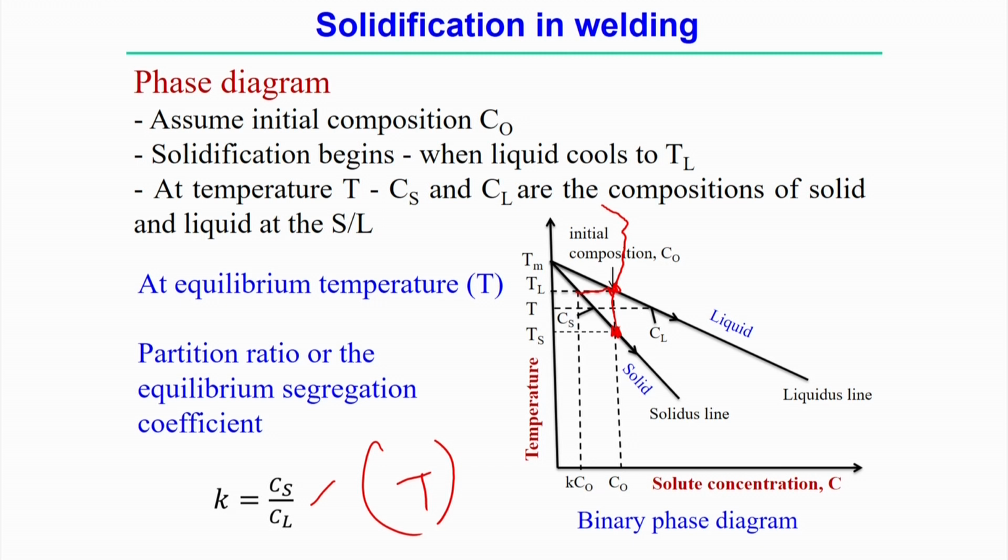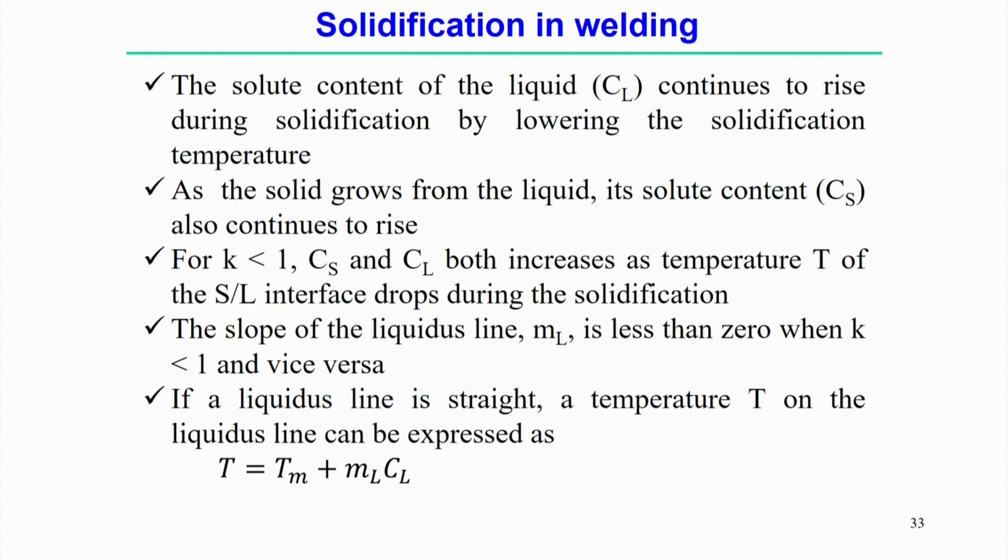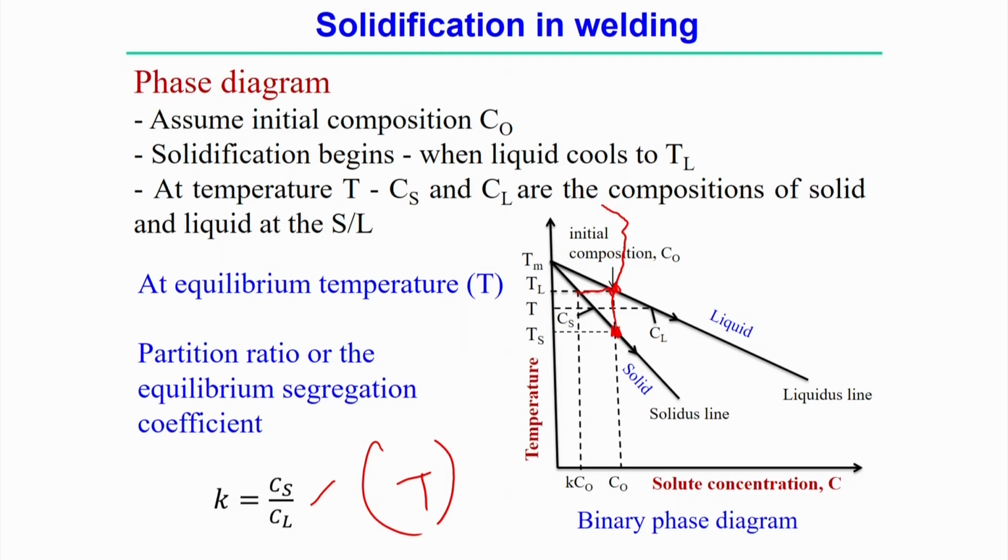From this phase diagram information, we can further analyze that in the case of a binary alloy, the solute content of the liquid continues to rise during solidification as the solidification temperature is lowered, if we move along the liquidus line.